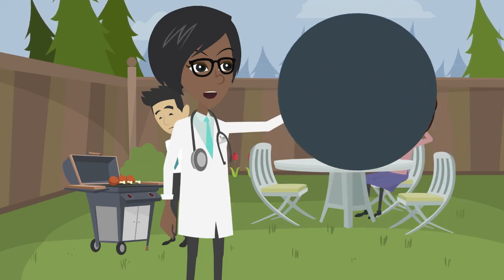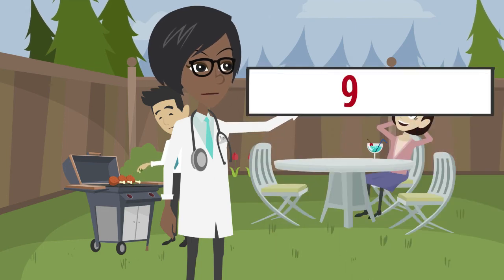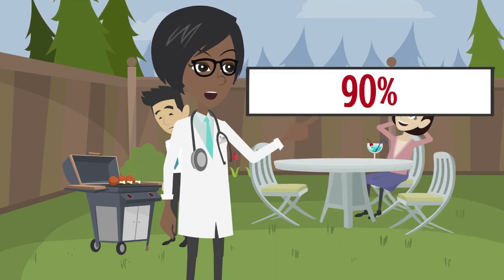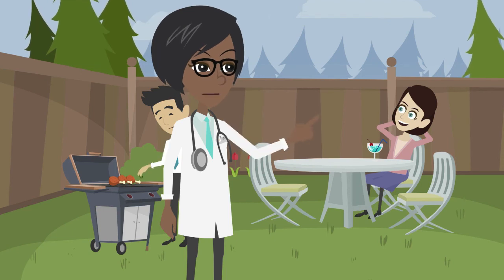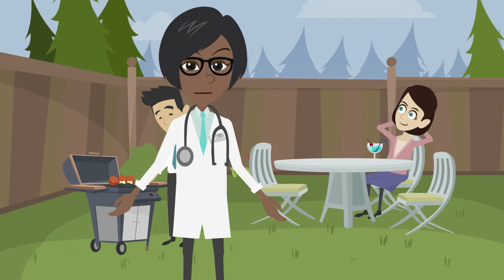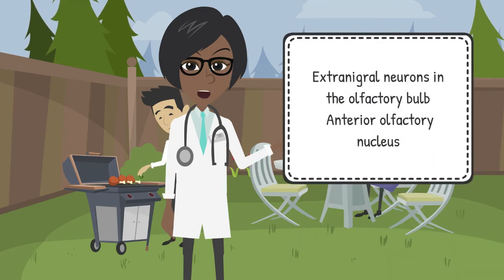Lastly, let's talk about olfaction. Olfactory dysfunction, which eventually affects up to 90% of patients with Parkinson's disease, is a potential preclinical marker of motor symptoms, consisting of early degeneration of extraneural neurons in the olfactory bulb and anterior olfactory nucleus.